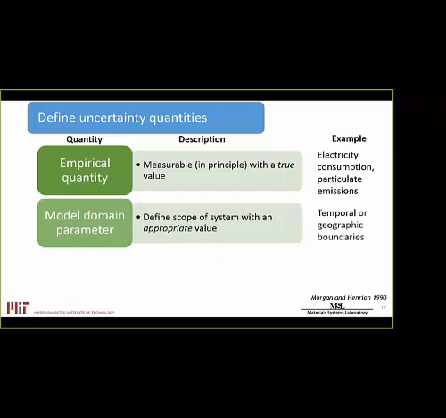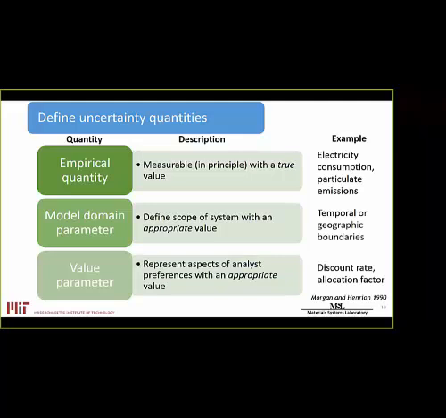We contrast that with what we call model domain parameters. These define the scope of a system, and there's no true value. There's no perfect value. As a practitioner, you end up choosing what we think is an appropriate value. Examples of this are temporal or geographic boundaries. And then lastly, there are value parameters. These represent something about analyst preferences, and once again, there's only an appropriate value. Examples of this are discount rates or allocation factors. These are the things that we obviously struggle with because there is no true value. We're just looking at appropriate values.